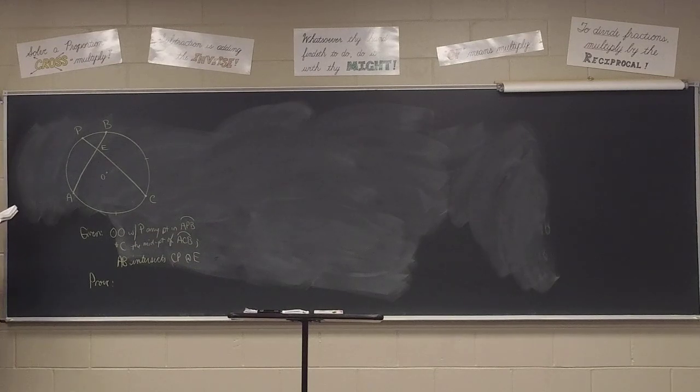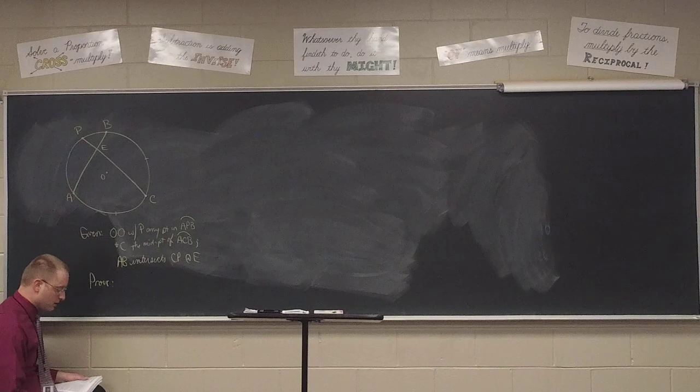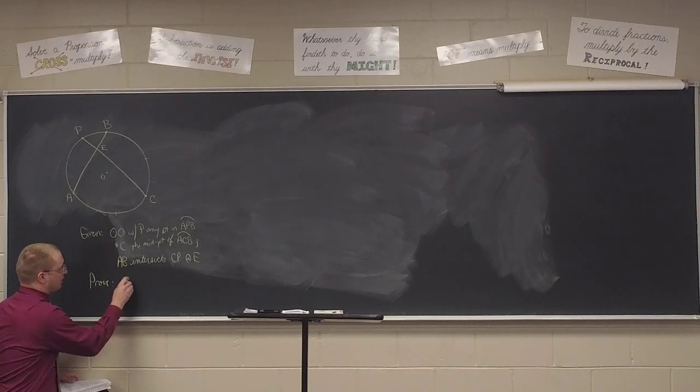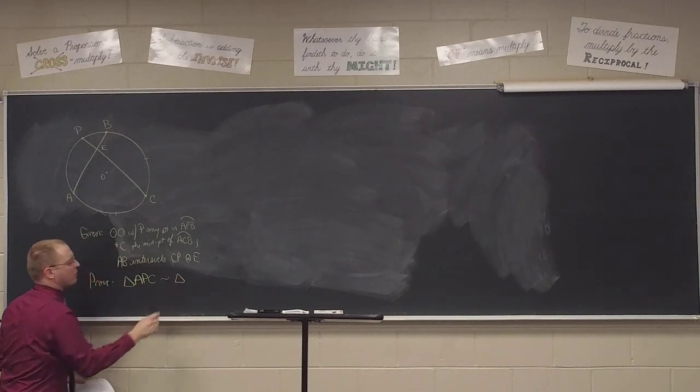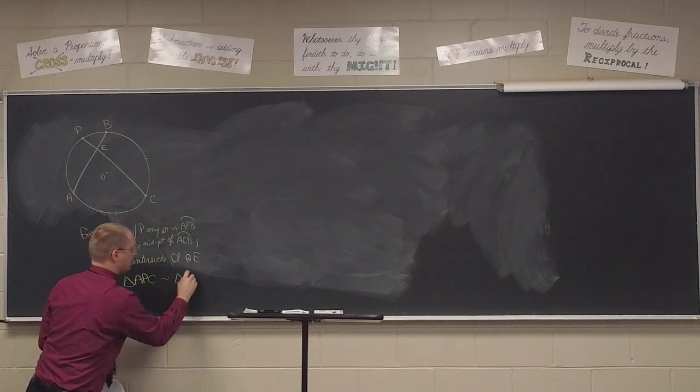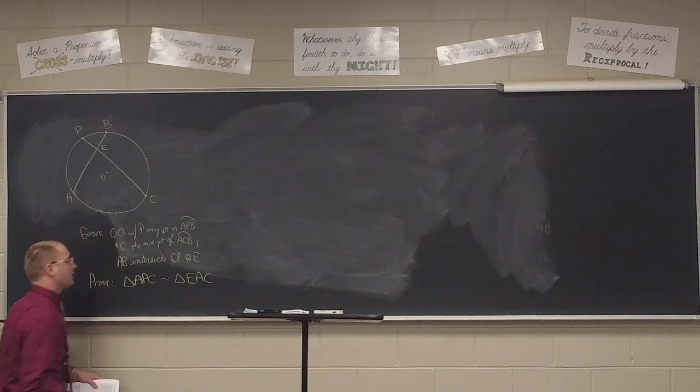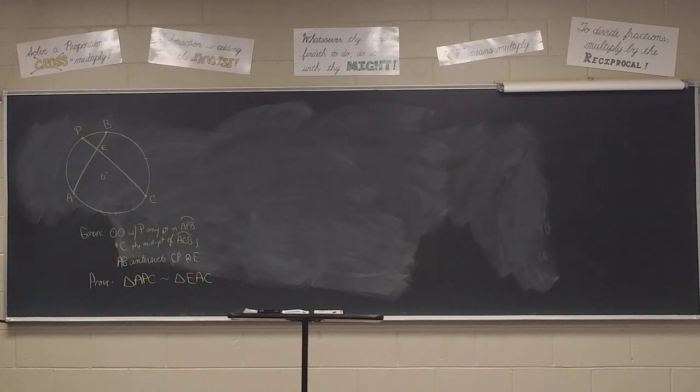All right, what are we trying to prove here? Genesis? Triangle APC is similar to triangle EAC. APC, the triangle, is similar to triangle EAC. All right, I don't see any triangles, period.